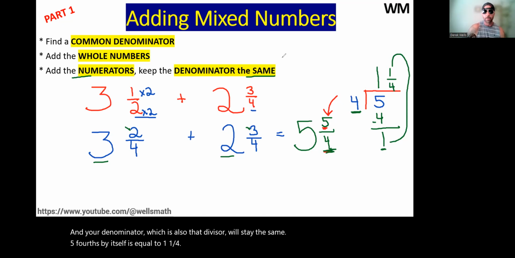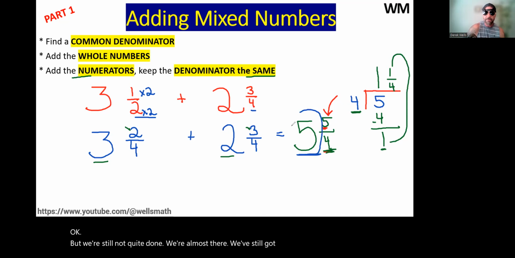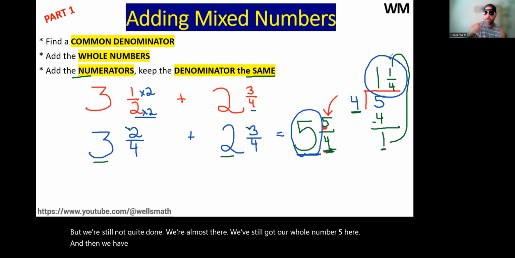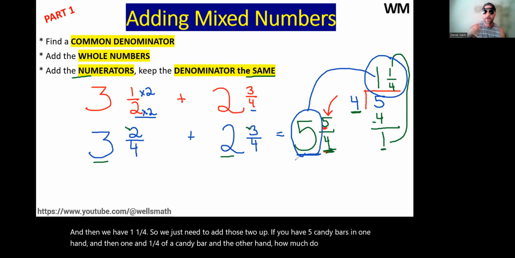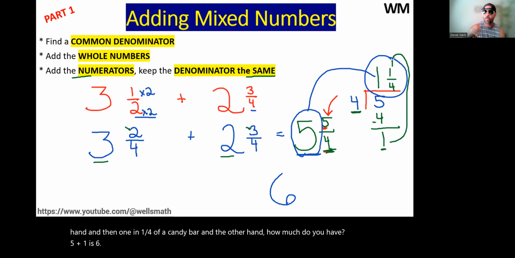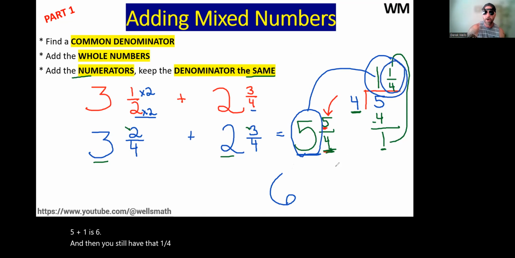Okay, but we're still not quite done. We're almost there. We've still got our whole number 5 here, and then we have 1 1/4. So we just need to add those two up. If you have 5 candy bars in one hand and then 1 1/4 of a candy bar in the other hand, how much do you have? Well, 5 plus 1 is 6. Then you still have that 1/4 of the candy bar as well.